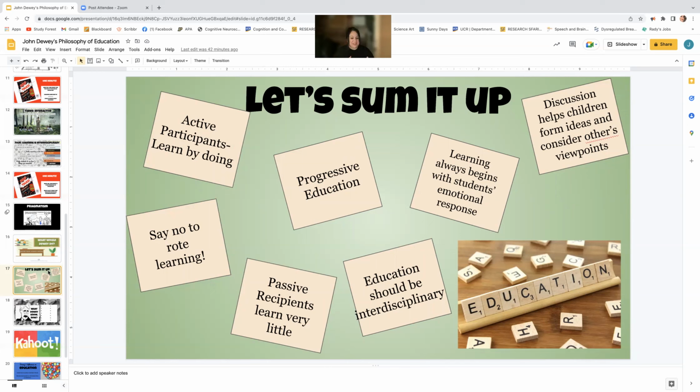He believes that education should be interdisciplinary. And he was one of the co-founders of progressive education, which some people were not okay with back then, but it has absolutely influenced our educational system to this day. And he also believed that passive recipients of knowledge learn very, very little.